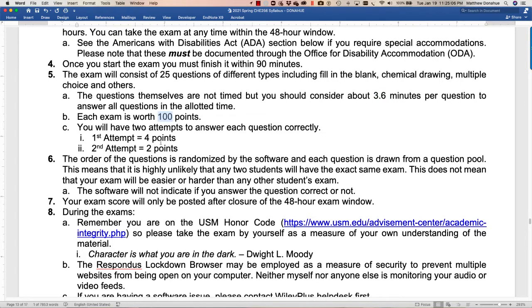The exam's worth 100 points. You have 2 attempts per question. The first attempt, if you get it right, you get 4 points. If you miss, you get another. If you get it right, then you get 2 points. If you don't, you get 0.